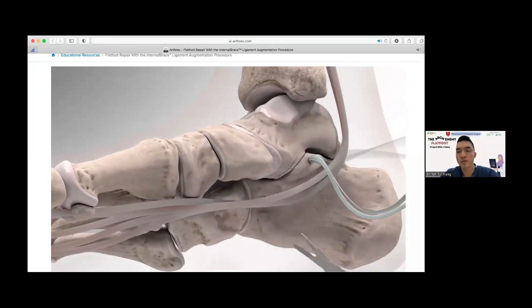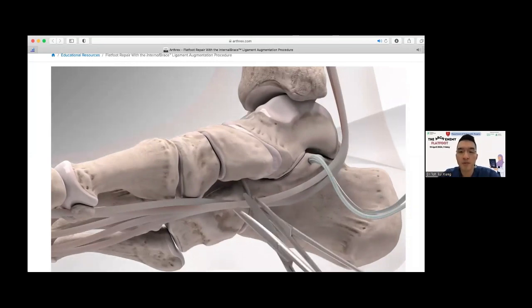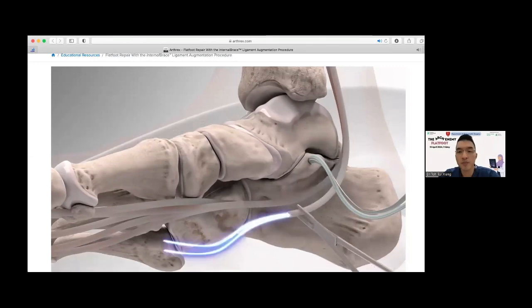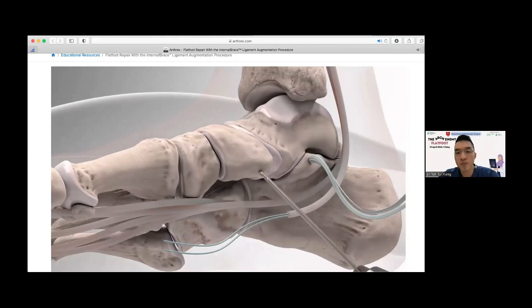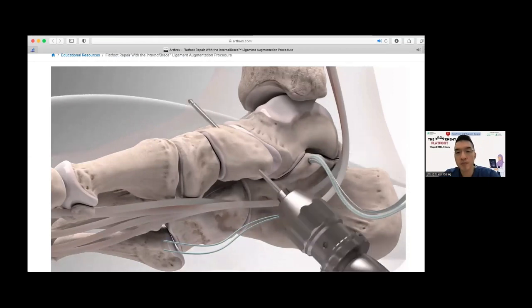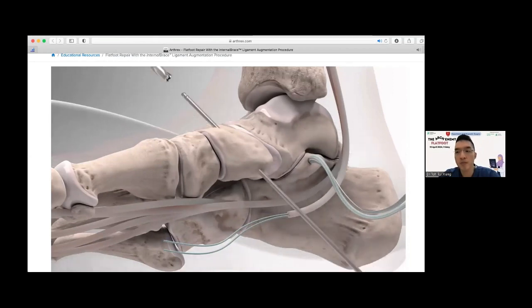Next, the FDL tendon, also known as flexor digitorum longus, located on the medial side of the leg, is identified, cut, and then tagged with a fiber loop stitching technique. A bone tunnel is made in the navicular to prepare for an additional swivel lock anchor.